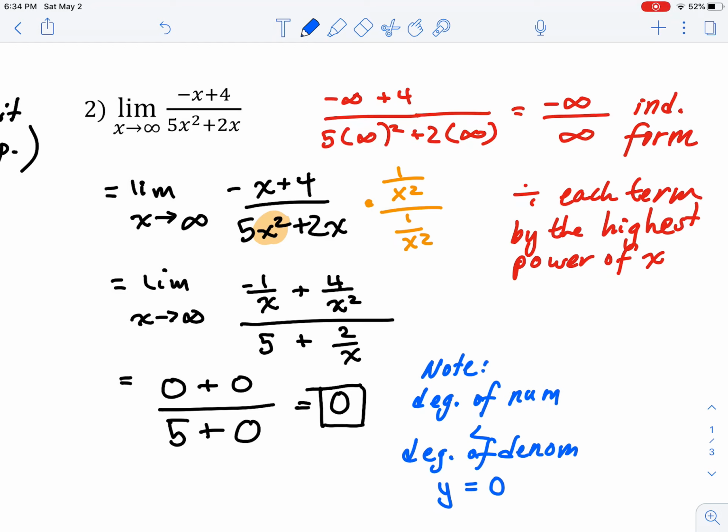So there are some practice problems on the back page, which I'll let you try. And I'll go ahead and post my solution.